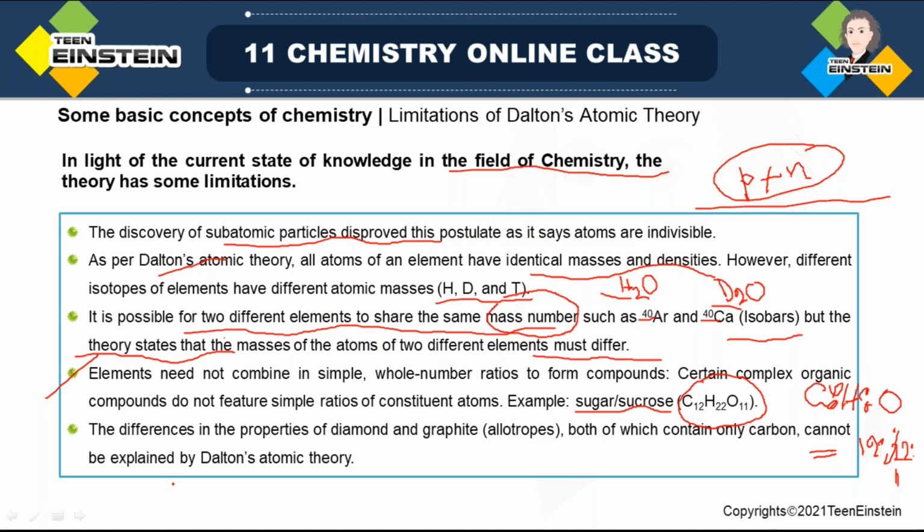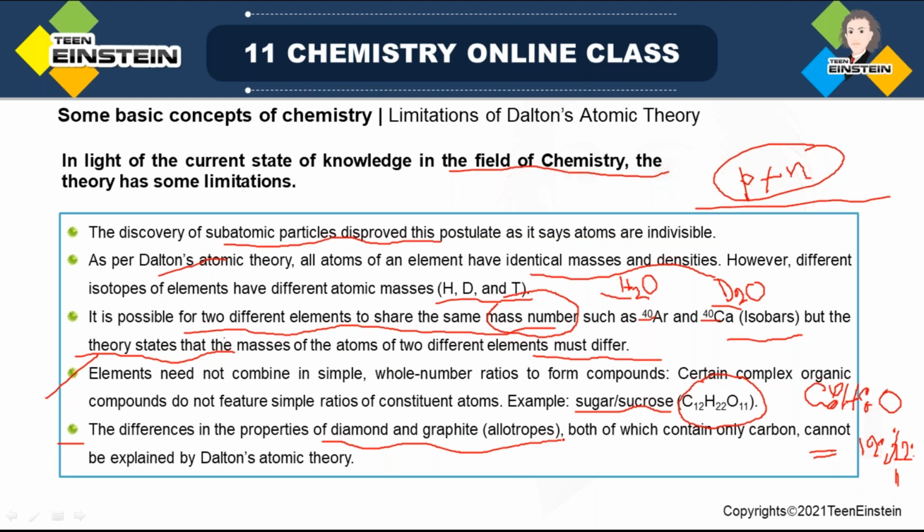Fine. And the last point, the differences in the properties of diamond and graphite. Now, diamond and graphite are both actually carbon. We know the one element is carbon, but diamond and graphite are two different physical forms of the same element.